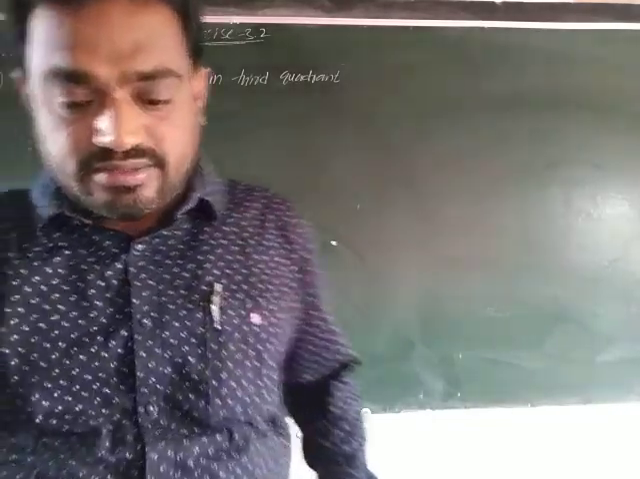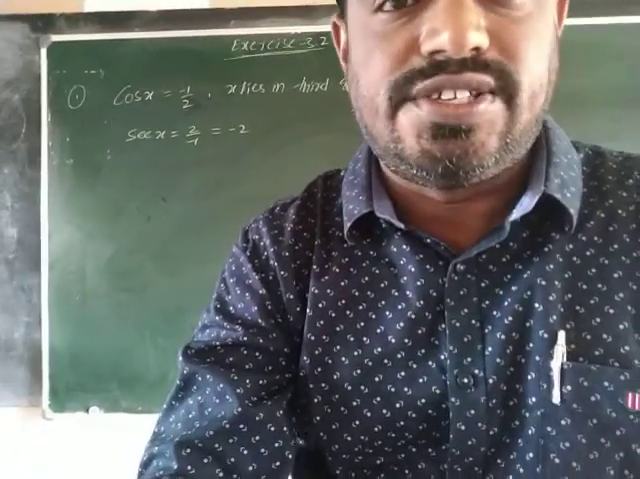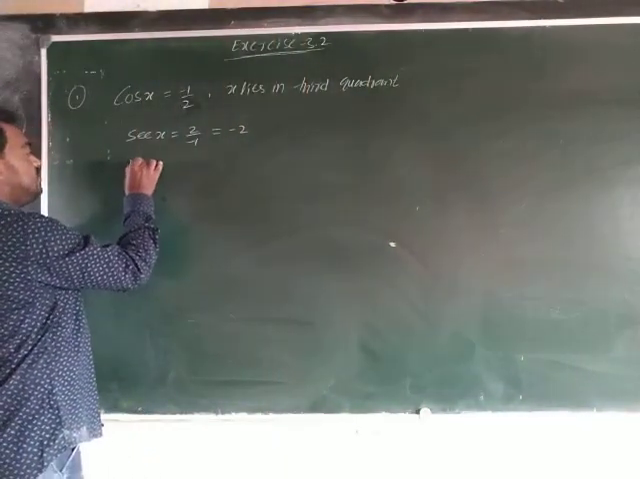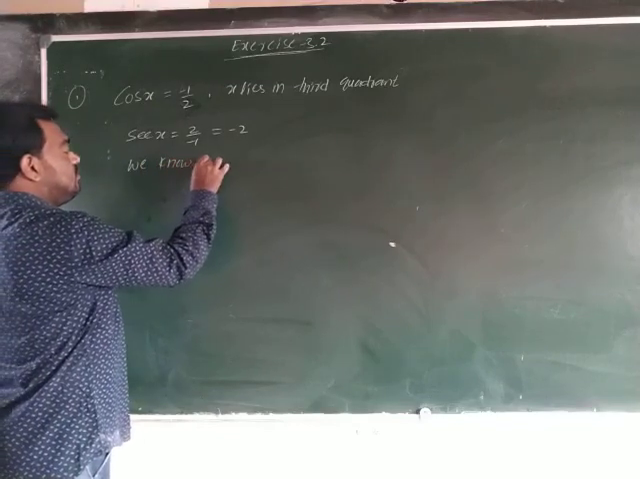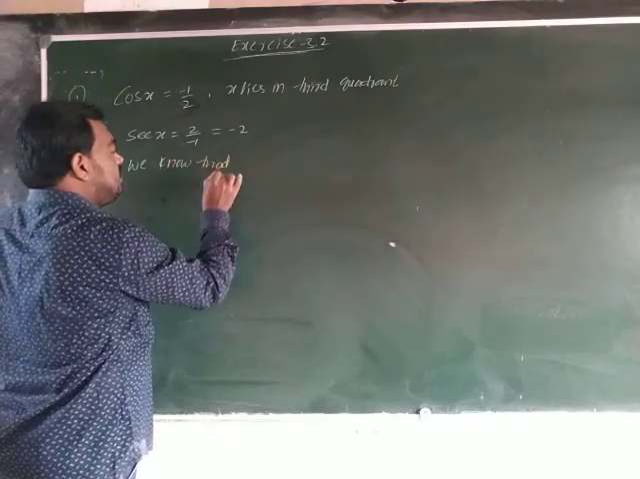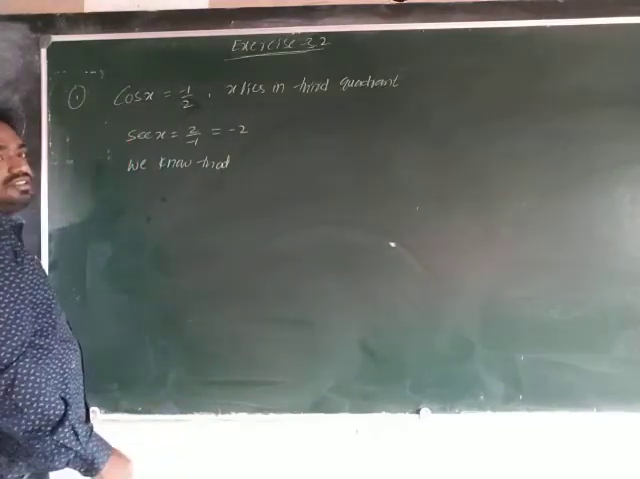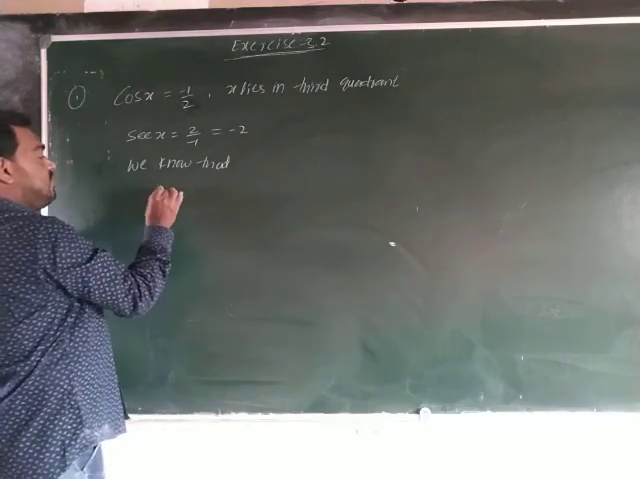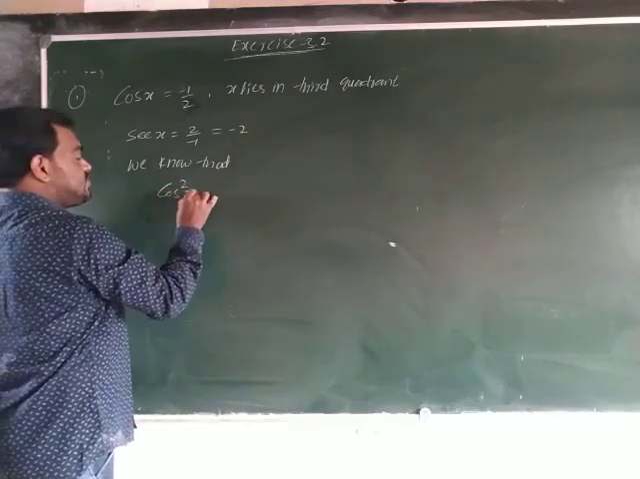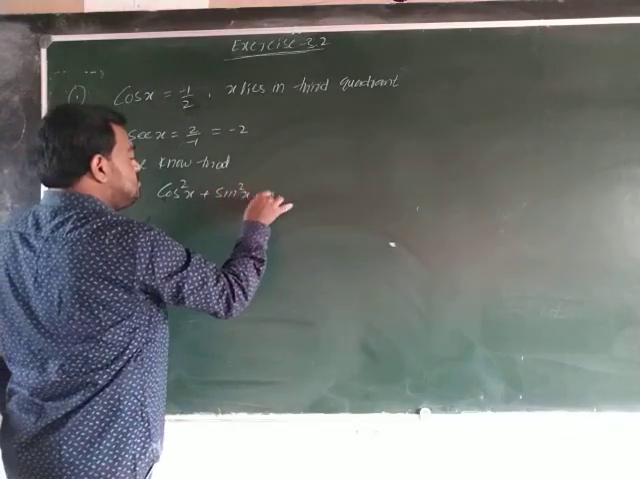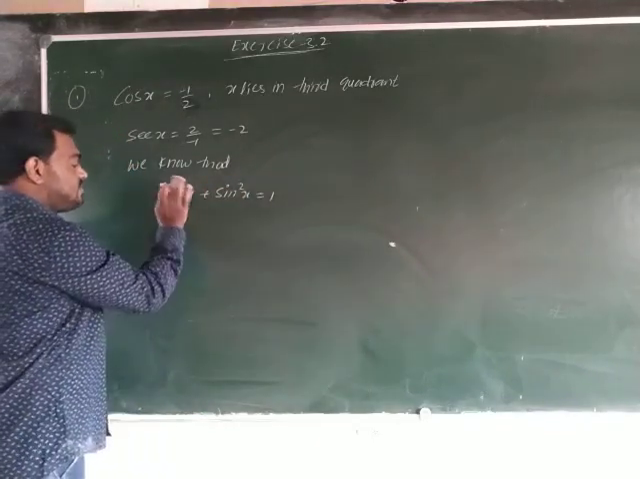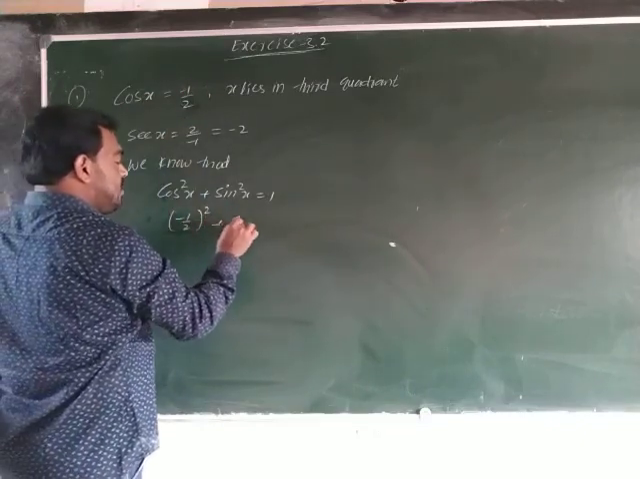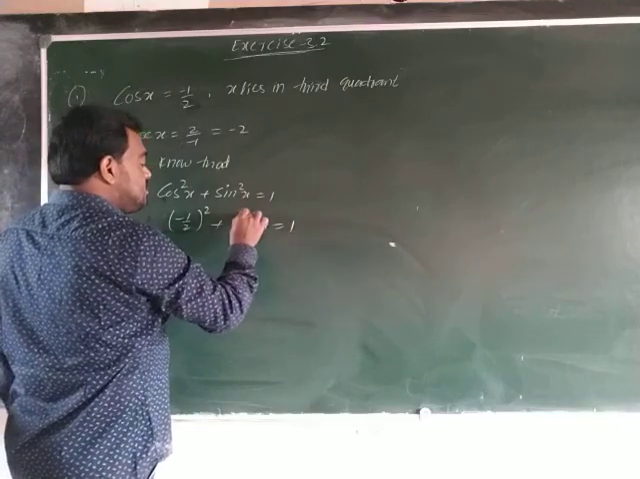Next, the remaining functions. How are we finding them? What we know are the trigonometric identities. Take any one, the relation between cos and sin, or the relation between secant and tan. I am writing the relation between cos and sin. What is that? Cos square x plus sin square x is equal to 1. From this, cos x is equal to minus 1 by 2, so minus 1 by 2 whole square plus sin square x is equal to 1.